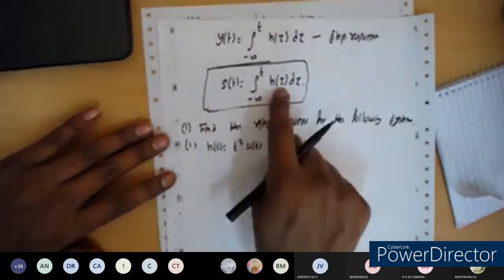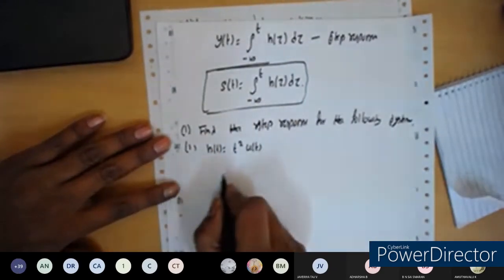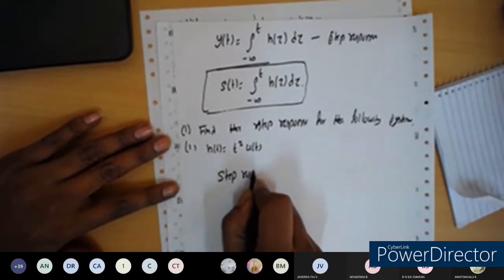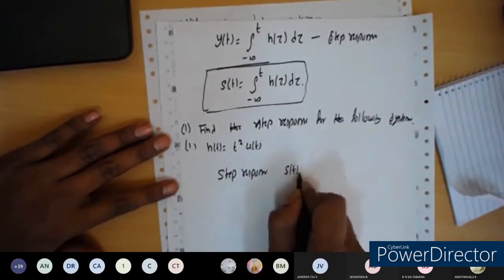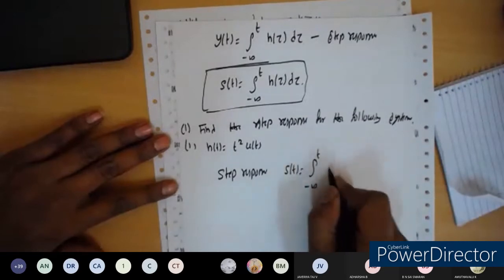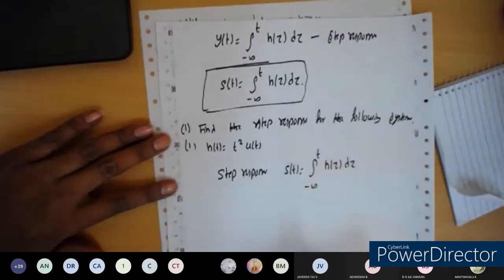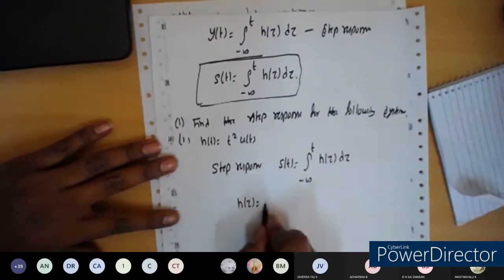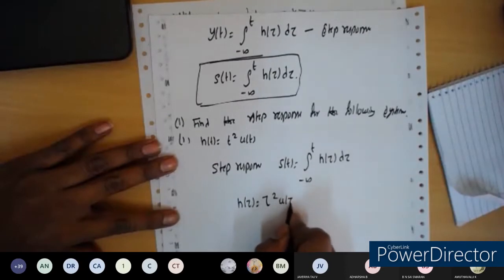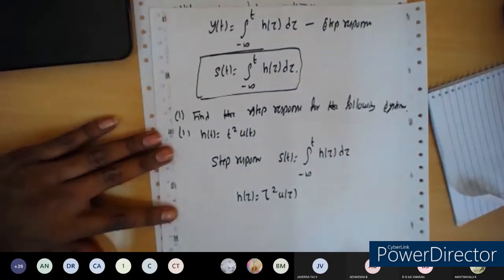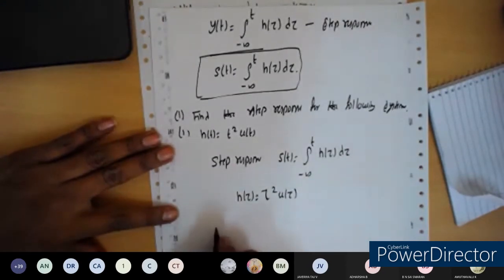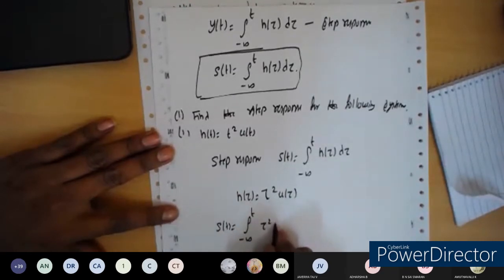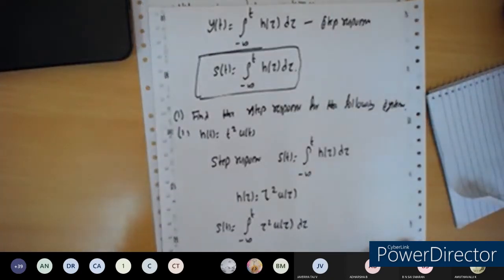Here the step response formula is S of t is equal to the integral from minus infinity to t of h of tau d tau. Let us write the generalized formula first. We have h of t, so h of tau will become tau square into u of tau. Let us substitute in the expression: the integral from minus infinity up to t of tau square into u of tau d tau.